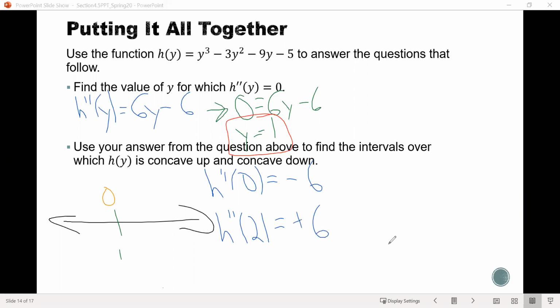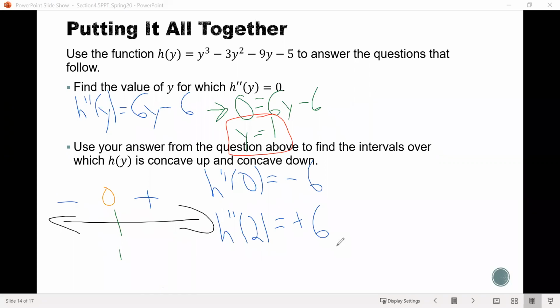So we see that for values less than 1, the value of the second derivative is negative. Sorry, I said that backwards at first. For values greater than 1, it is positive. And so this means that for values less than 1, the concavity of the function is down, and for values greater than 1, the concavity will be up.